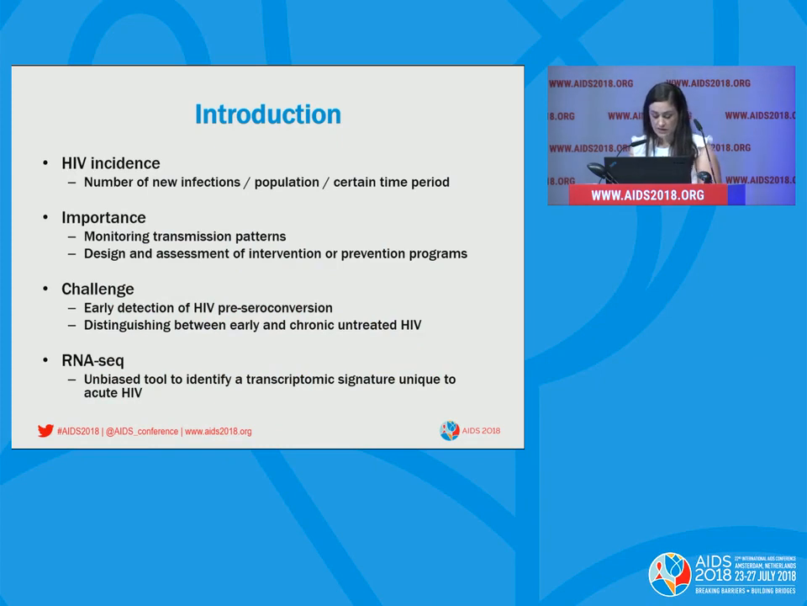The accurate measurement of HIV incidence, that is the number of new infections in a population during a certain time period, is crucial for epidemiological monitoring, understanding transmission patterns, and to target and evaluate intervention programs, yet it remains challenging. Current HIV incidence tests are antibody-based, so there remains a window period prior to seroconversion that is problematic to detect. Also, the misclassification of late-stage infection as acute HIV is a major weakness with all incidence assays to date. Our cohort was designed to investigate novel approaches for incidence assay development, and the component contributed by our Australian group was the use of RNA-seq to identify a transcriptomic signature unique to acute HIV.